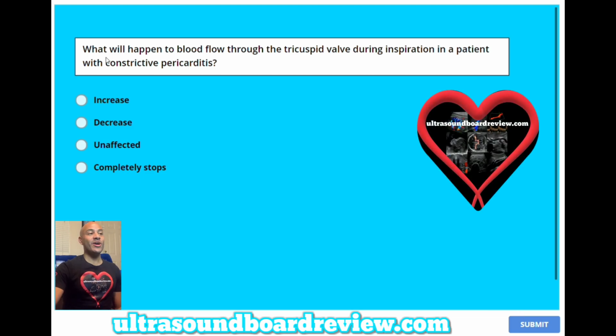Question 137. What will happen to blood flow through the tricuspid valve during inspiration in a patient with constrictive pericarditis? A, increase, B, decrease, C, unaffected, or D, completely stops? The answer is A, increase.